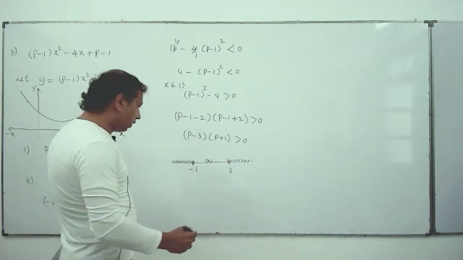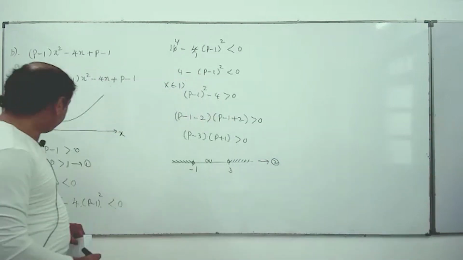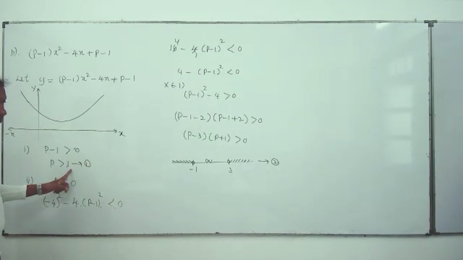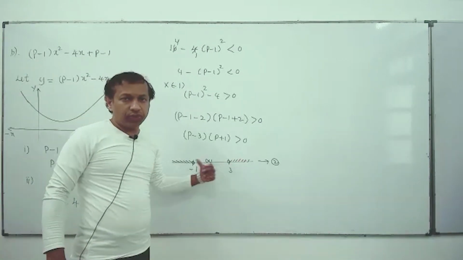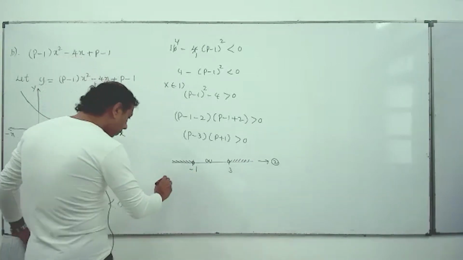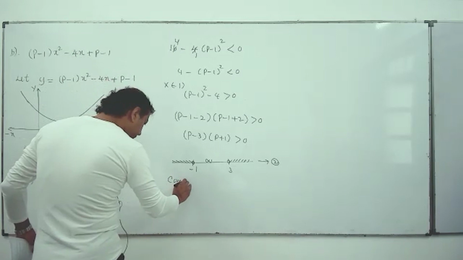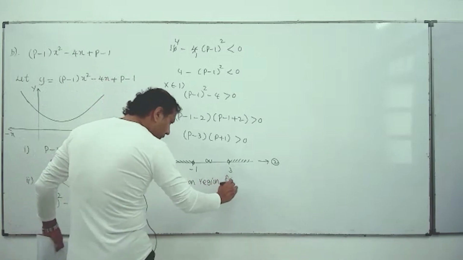Then this is the second condition, number 2. Number 1 says p greater than 1. Number 2 says p should be in this interval or this interval. Then the final answer is the common region for 1 and 2.